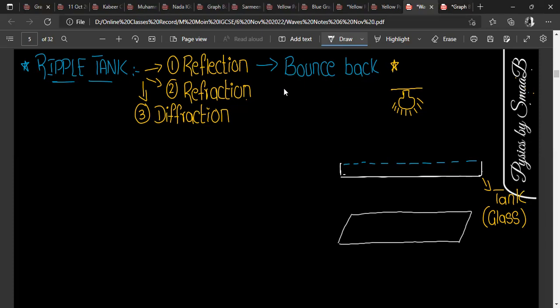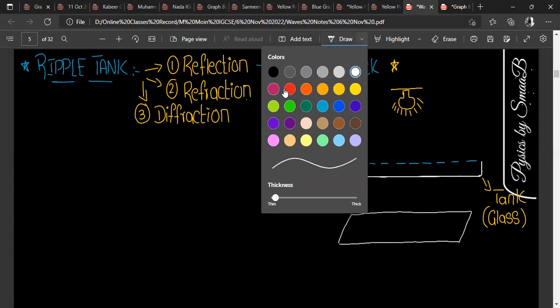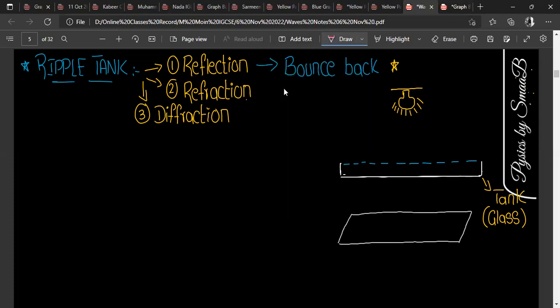But how can we generate the waves in this tank? There is no source to generate waves in this tank, so we need a continuous process of generating waves. We simply use a type of motor which continuously vibrates the water surface. So there is a motor which vibrates the water surface. What happens while vibrating? When the water surface vibrates, waves are continuously generated in this tank.